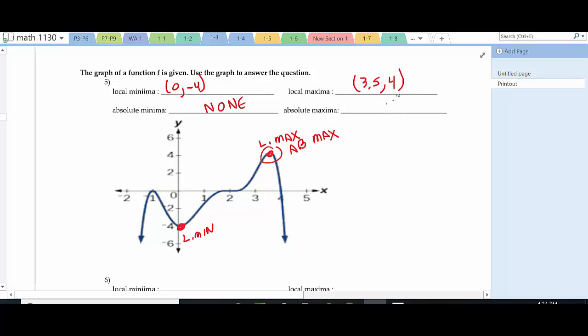So it can be both. So this would be the same thing. It would be 3.54 like that. Okay, that's it. For the purpose of these questions, we're assuming that never comes back up.